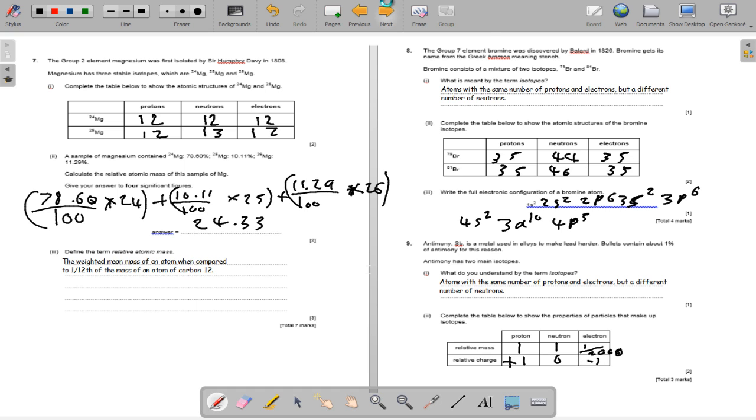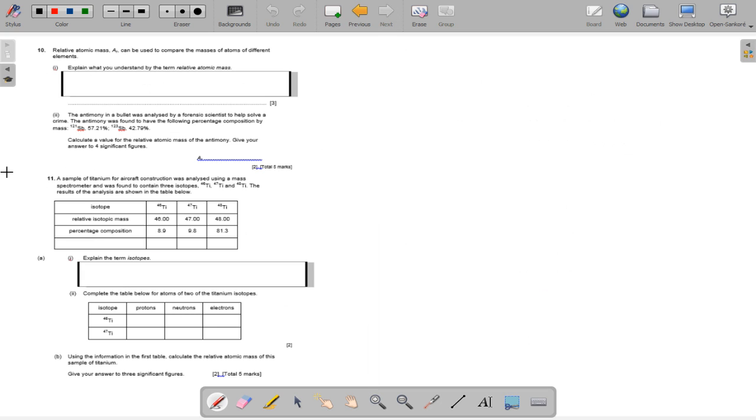So moving on to the next page, this is questions 10 and 11. So same job here. What do you understand by the relative atomic mass? And calculate the relative atomic mass of antimony, and what is meant by the term isotopes for question 11, and completing this table for the titanium isotopes, and doing the same thing again, calculating the relative atomic mass of the sample of titanium. So I'll give you 5 seconds to pause and have a go.